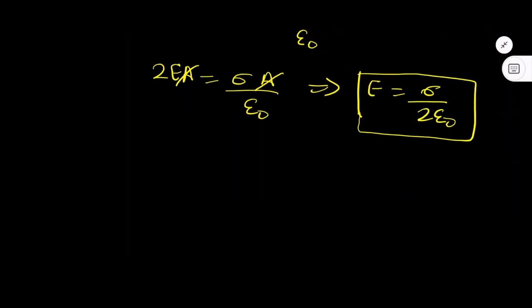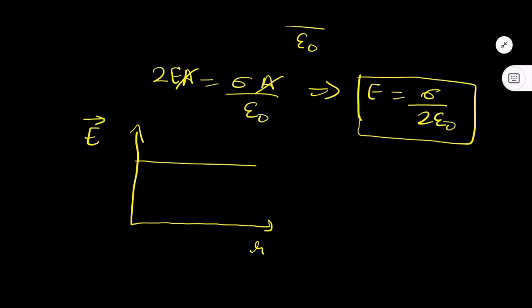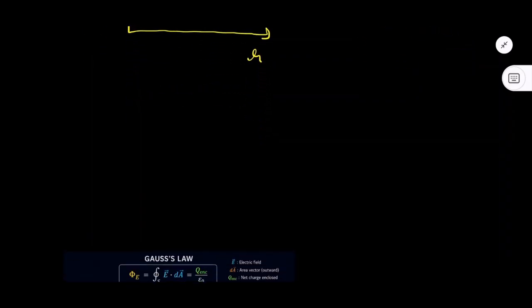Suppose someone asks you to draw the graph of electric field versus distance for the planar sheet. We'll see that it is not varying, so we'll draw it in this way. It is a constant graph since it is not varying. Okay, so the electric field graph will be this way.